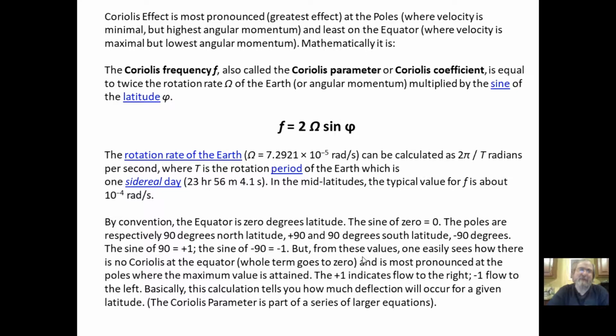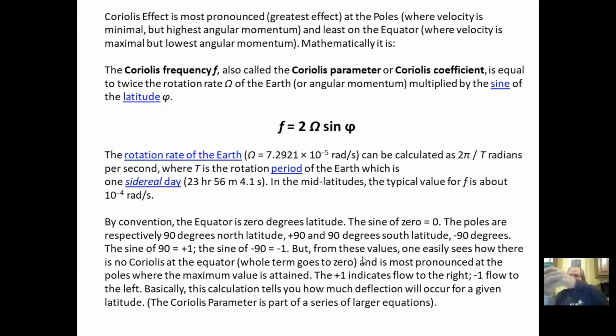Now, I couldn't help myself, but I had to throw in a wee bit of math. And don't worry, it's not too bad. The Coriolis effect is most pronounced, the greatest effect, at the poles, where the velocity is minimal but the angular momentum is highest. Now, when I refer to the velocity here, I'm talking about horizontal flow. Okay? If you're standing on the North Pole, right there, all you're doing is just spinning in place. You have a high, tight angular velocity, but you don't have much linear velocity.